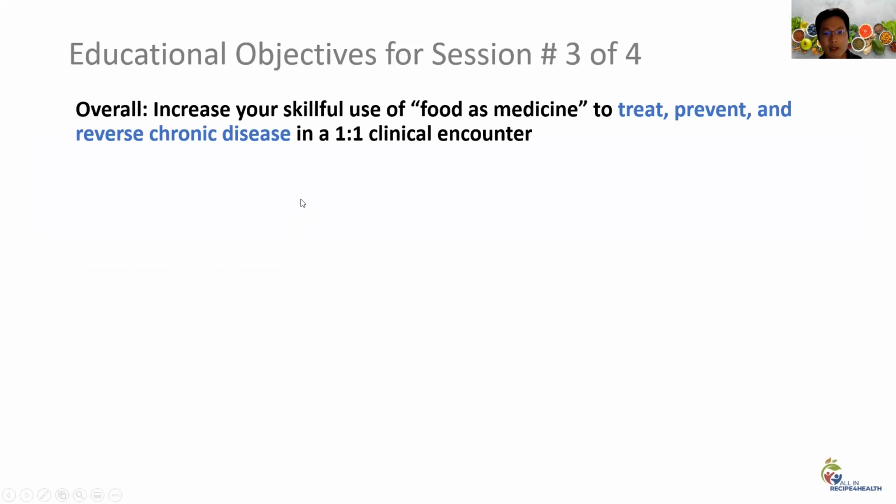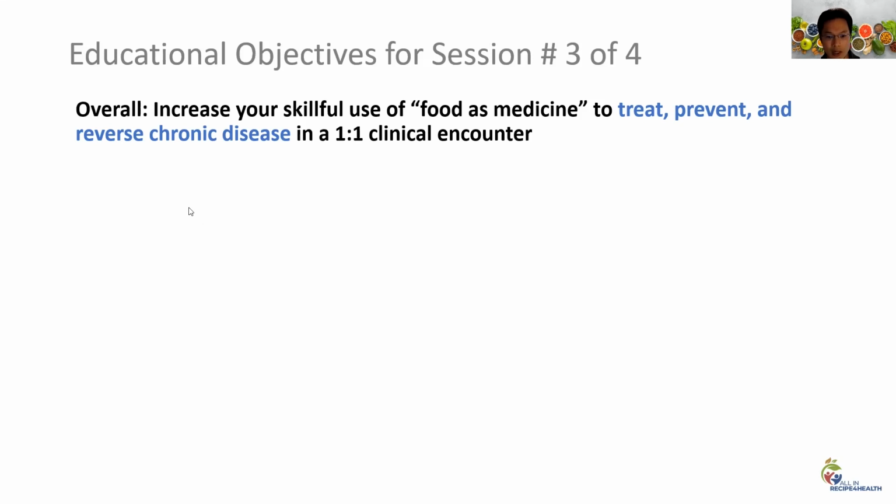Here we go. We had to readjust our educational objectives because the CME team needs us to come up with separate objectives each time. Originally, I'd given you the standard objectives, and we're going to return to these objectives each time, so you're going to see a few differences here. The overall objective remains the same: increase your skillful use of food as medicine to treat, prevent, and reverse chronic disease in a one-on-one clinical encounter.